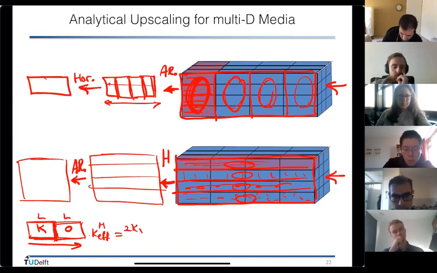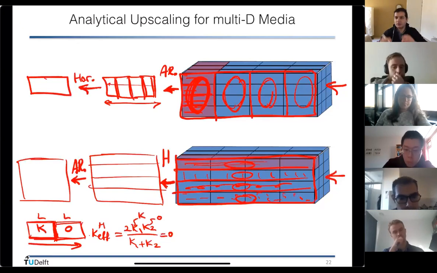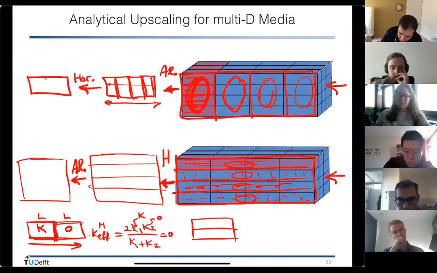2 times K1 K2 over K1 plus K2. What's K1? K. What's K2? 0. What would be the multiplication of 0 and K? 0. So effective permeability would be 0. Because when the flow is happening across the layers, if one layer doesn't let the flow happen, no flow will happen. It's like a shale formation or blockage. We have blockage in our system. What would happen if I have parallel flow? If one layer is zero, another is K, what would be the K effective?